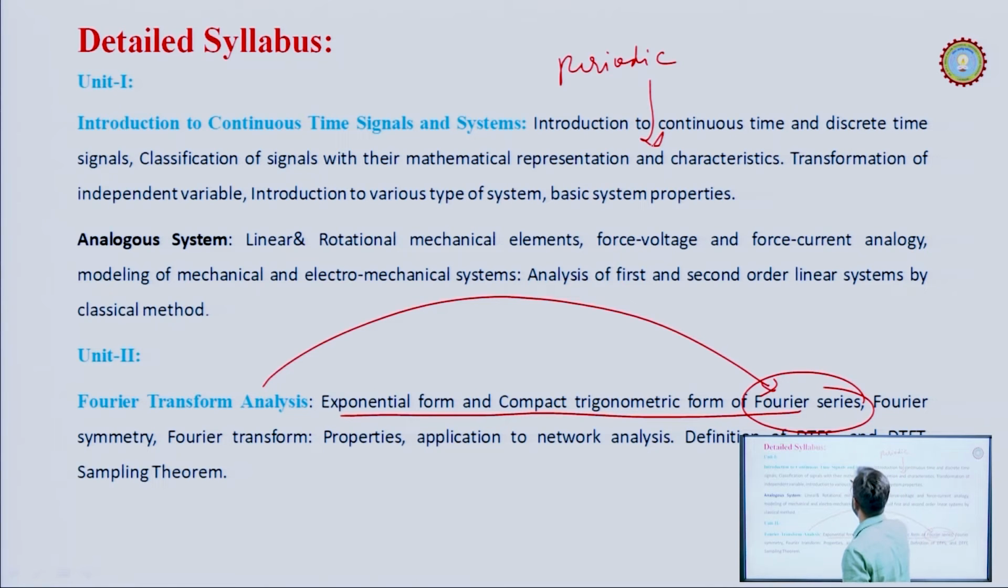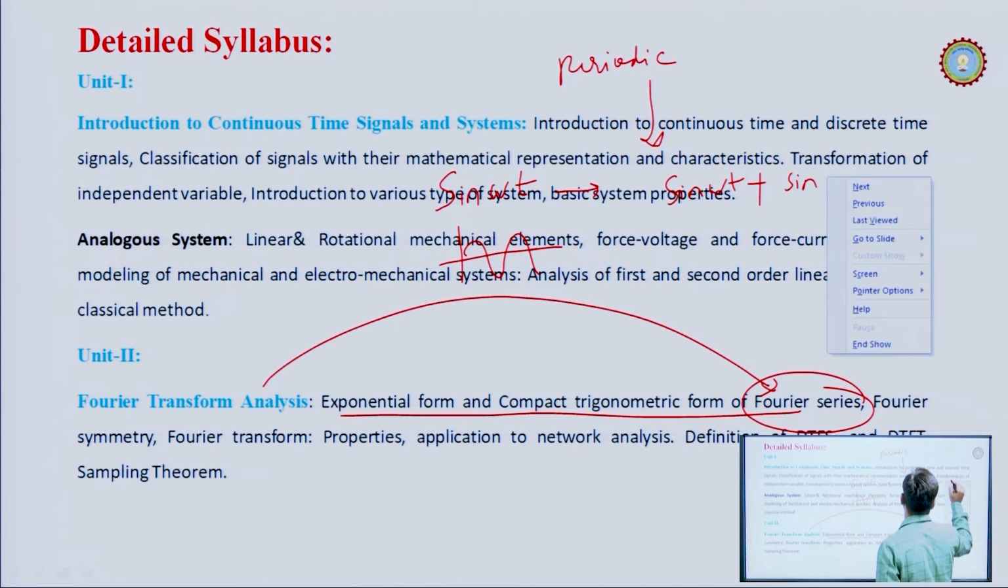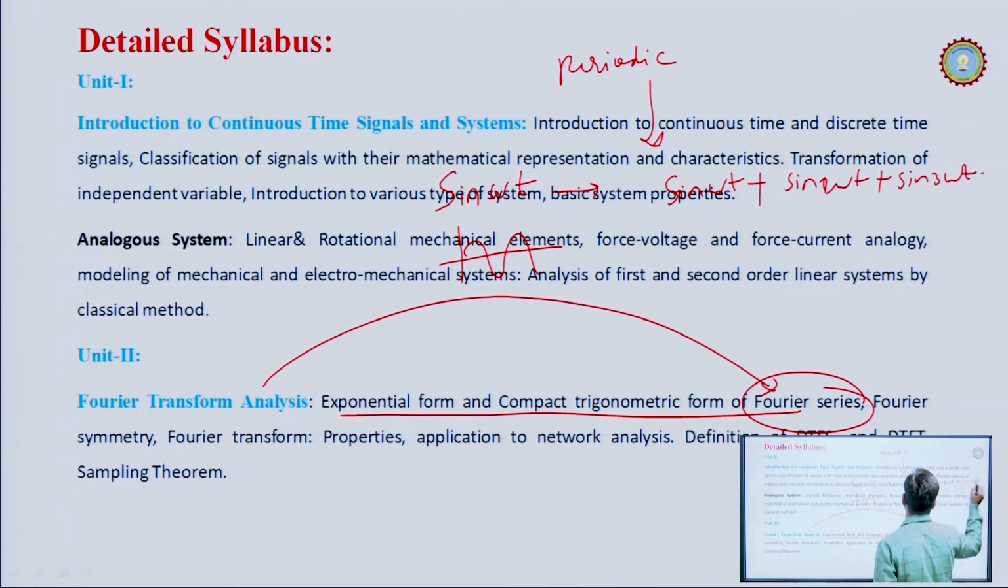For example, if we have sin omega t, we can say sin omega t is a periodic signal. So, we can easily present sin omega t in the form of sin omega t plus sin 2 omega t. So, a periodic signal can be easily represented in the form of the summation of their harmonics. Okay. So, for periodic signals we will have Fourier series, and for aperiodic we will have other methods.